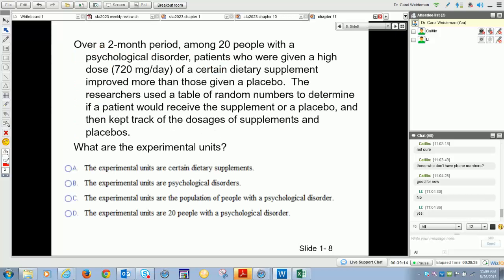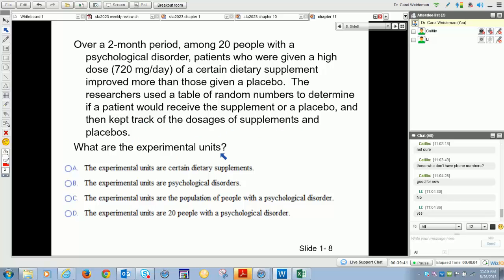Okay, so let's do some problems. All right, multiple choice on this group here. Over a 2-month period, among 20 people with a psychological disorder, patients who were given a high dose of a certain supplement improved more than those given a placebo. The researchers used a table of random numbers to determine if the patient would receive the supplement or the placebo. There's the randomization. And then they kept track of the dosages of the supplements and placebos.